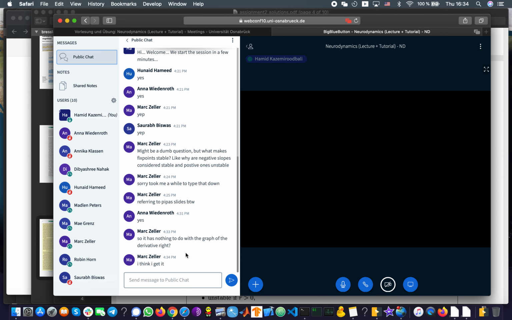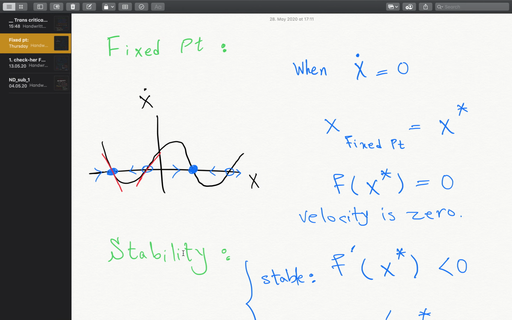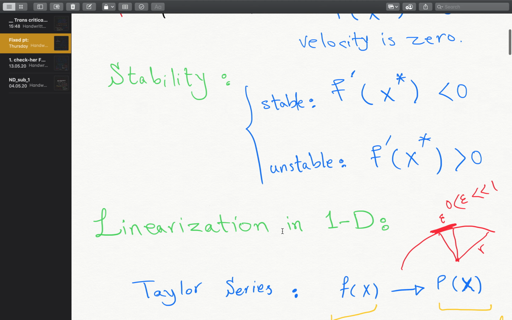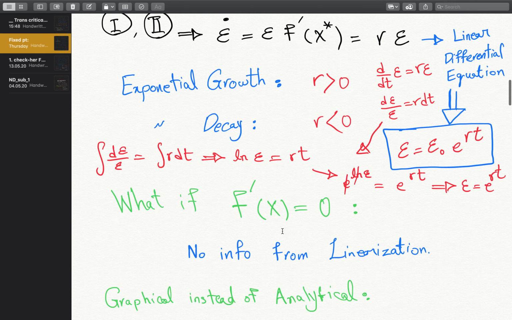Okay. So you got it, it seems. That's good. So I'll just do a quick overview here. We talked about some mathematics, but those mathematics are not that important. Just the basic idea is important: if f prime is negative, then the fixed point is stable. If it is positive, then it is unstable. So this is not that important.